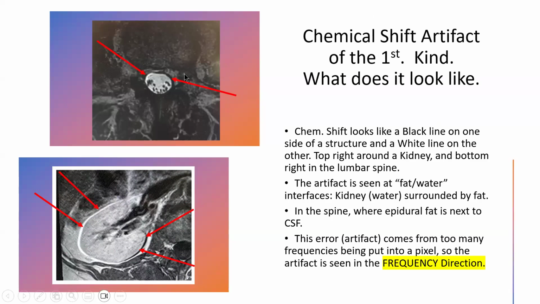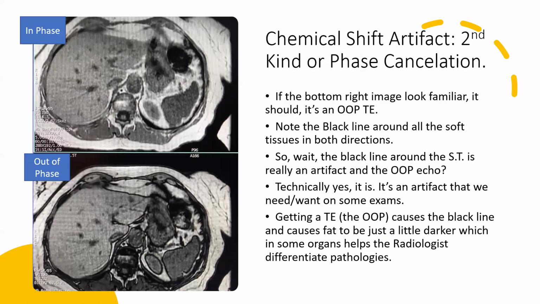It's in one direction. So if there's chemical shift of the first kind, there's going to be chemical shift of the second kind, correct? Makes sense. So here is an abdominal study, and this is your dual echo or your in and out of phase TE. Here is an in phase TE. The protons are in phase, pointing in the same direction at TE. Down the bottom, this is your out of phase or phase canceled TE. Notice the black line around everything.